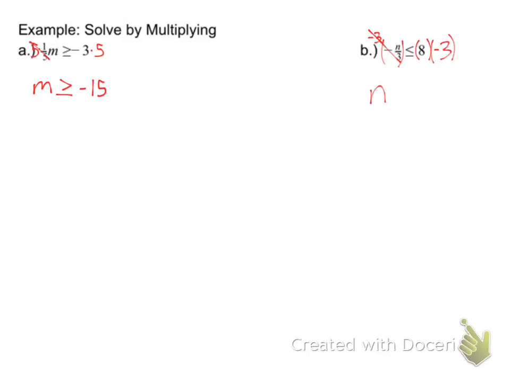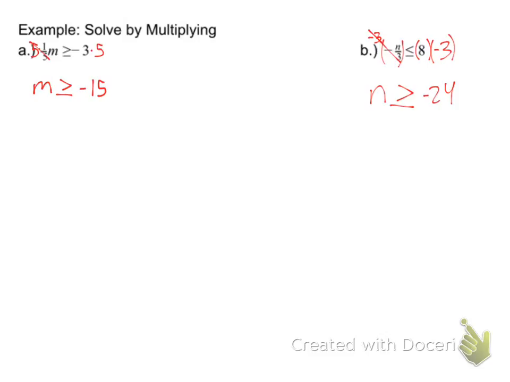What's 8 times -3? -24. Do I keep the less than symbol, or do I flip it? Reverse it? What do we do? We've got to flip the sign. Okay. So now n is greater than or equal to -24, because I multiplied by a negative number.